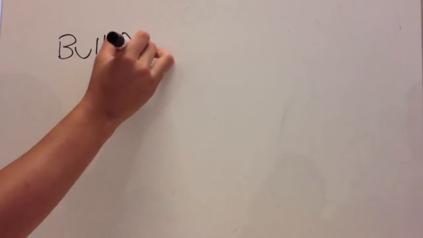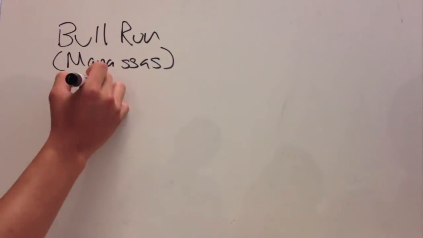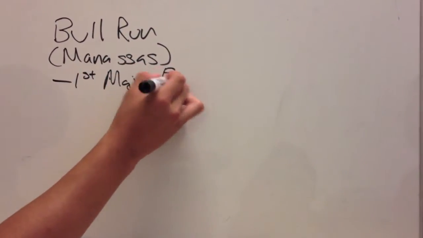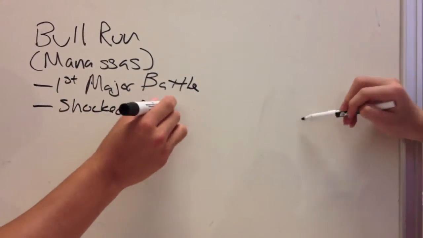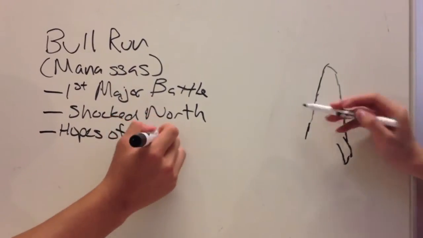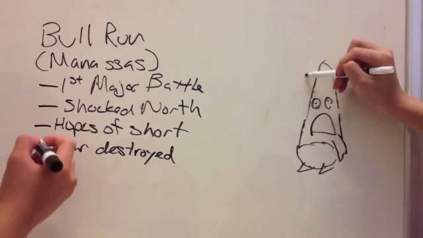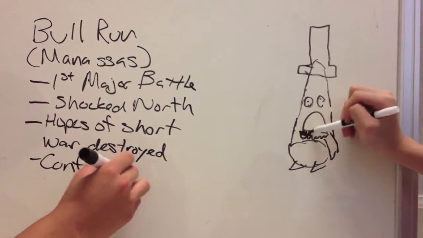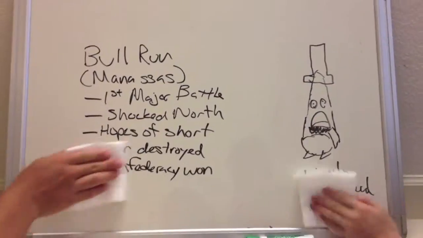The first major battle of the Civil War was Bull Run, also known as Manassas. This battle shocked the North because the Union was overconfident and was certain they would win. But when they found out it was a Confederate victory, everyone's hope of a short war was destroyed. Lincoln and the Union were shocked.